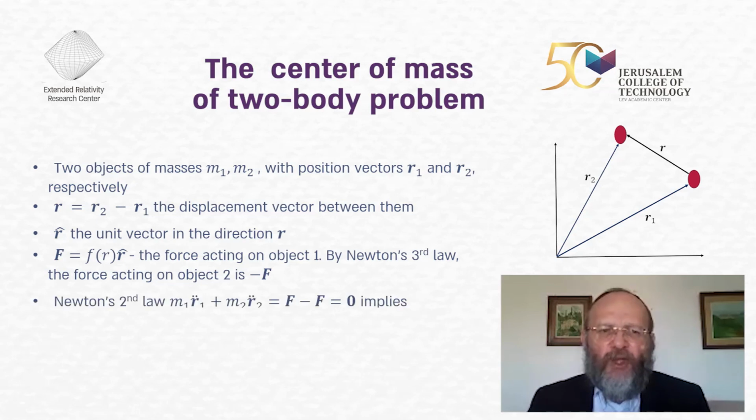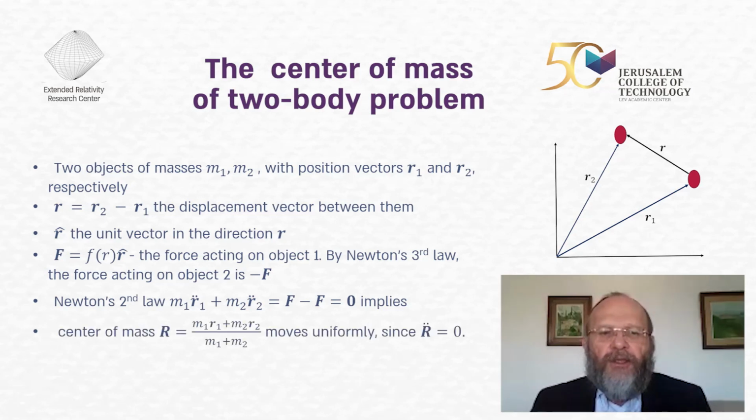Now, let's use this. Newton's second law tells you m1 r1 double prime is equal to F, because the first object is acted on by a force F. The other one is acted on by a force minus F, so m2 r2 double prime is minus F, and F minus F is 0. This implies that we have a notion of center of mass. We take m1 r1 plus m2 r2 divided by some constant, to become a point on the line connecting them. What is the second derivative of it? The numerator is constant, so it remains.